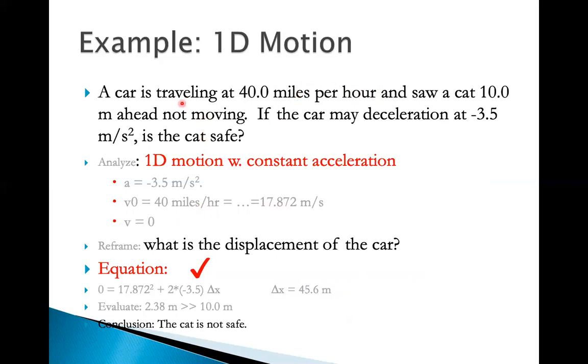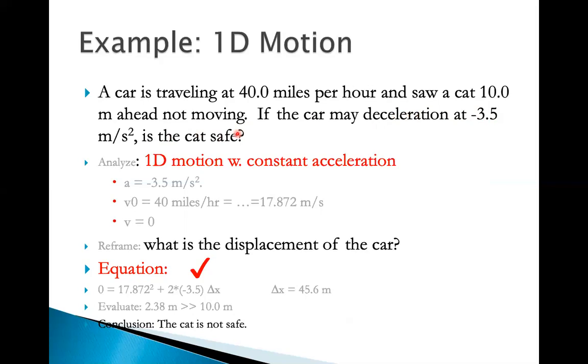Okay, so I read it 3 times and I figure out the car is traveling at 40 meters per hour. So convert it immediately. Saw a cat 10 meters ahead, not moving. That means the cat's position is a constant, it's fixed. The car may decelerate at this rate, so we know that's the acceleration. Is the cat safe?